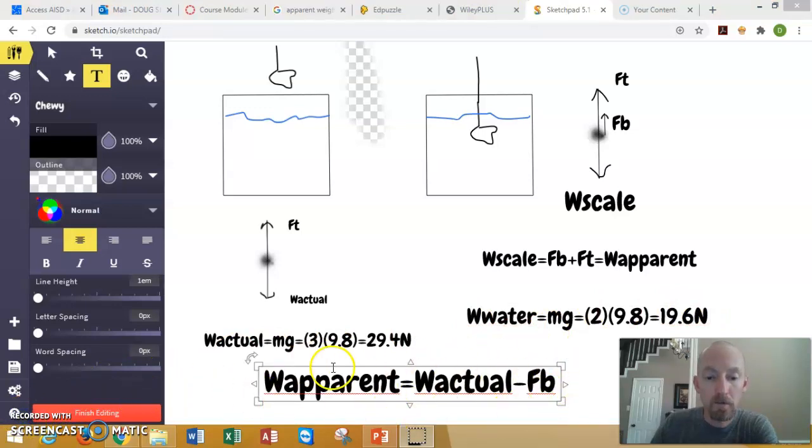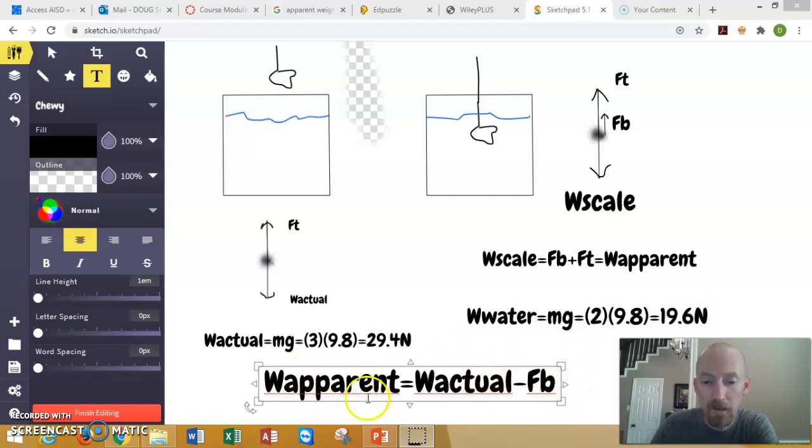What we can do is this relationship right here works very, very well. Basically, the actual weight minus that buoyant force once you put it into the water is equal to the apparent weight. This is the equation that I tend to use a lot. So here we would take our actual weight of 29.4, subtract our buoyant force of 19.6, and whatever's left over is our apparent weight. 29.4 minus 19.6 is 9.8, actually, interestingly.